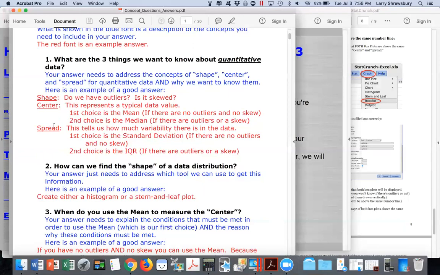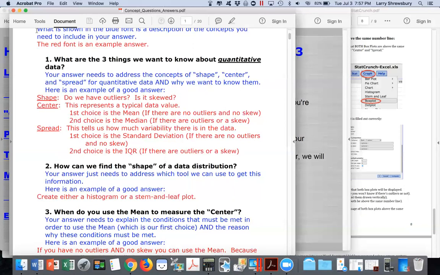Then for spread, what are you going to use? You say, well, I already know whether I have outliers or skew, and I know I get the first choice, the standard deviation, but only if there are no outliers or skew. If I have either one of those, I'll have to use the interquartile range.